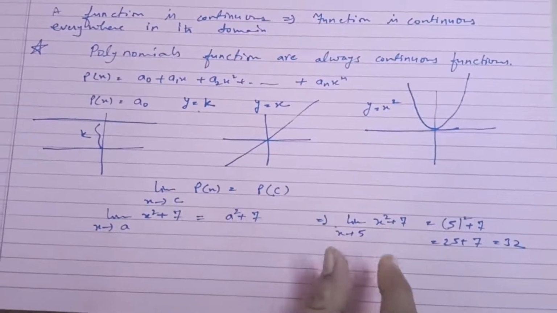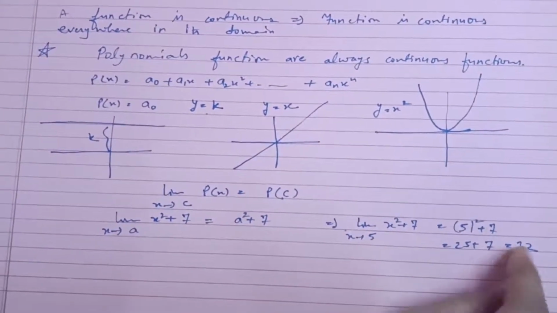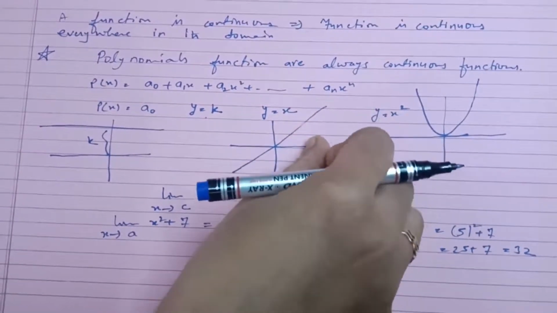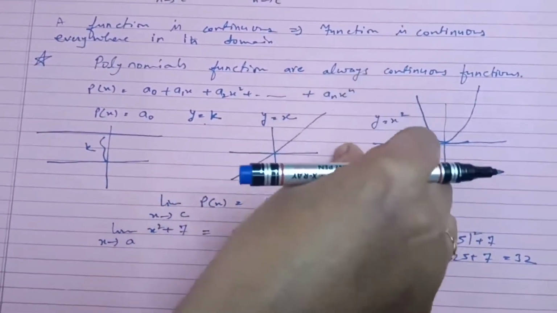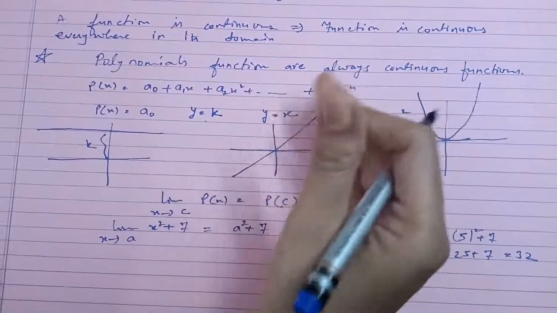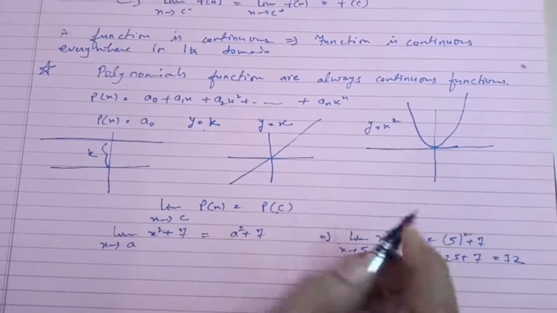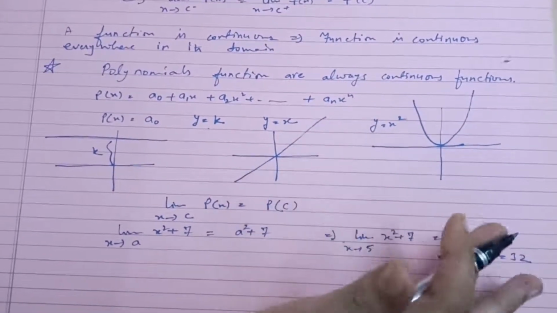So limit will be equal to the function's value. Limit will always be the function's value. Limit of this function at 5 will come 5. At 7, मतलब 7 के right hand, 7 के left hand value will be same. So polynomial functions are always continuous functions.